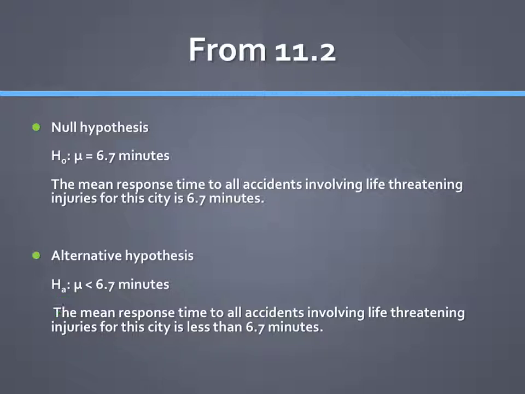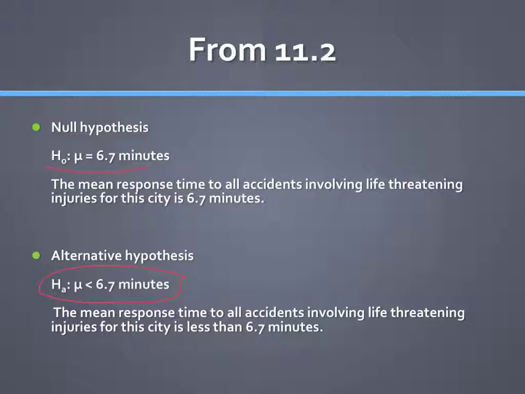This right here is our hypothesis in symbols. I do have a unit on there, and you want to put that in whenever you have those available. Then I have our alternative hypothesis listed in words. The mean response time to call all accidents involving life-threatening injuries for this city is less than 6.7 minutes. And we want to be as specific as possible. So because the simple random sample is just coming from the entire city, we can only generalize our results to this city in particular. Then I go back oftentimes and state the null hypothesis because I think that one can be harder to come up with.